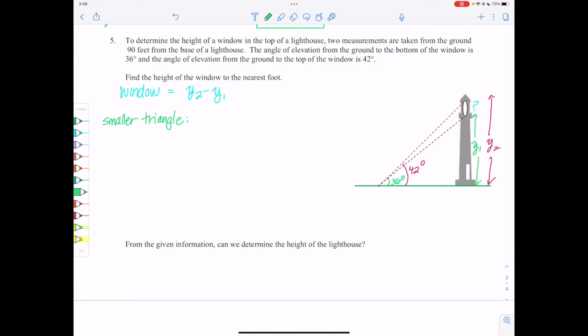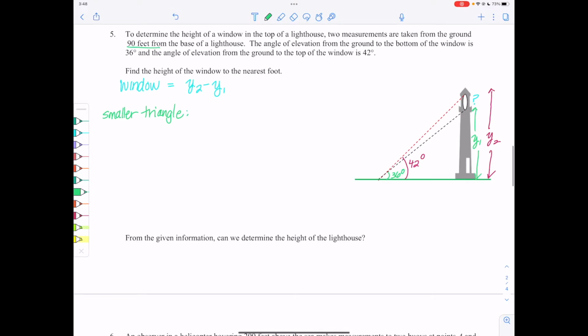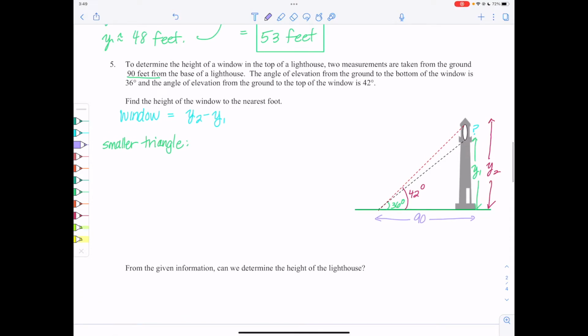And we have tangent. Will we be using tangent again because we have the opposite? And I did not put the 90 feet from the base. This is 90 degrees, 90 feet. Okay, so we have adjacent and opposite. So again, we'll be using tangent. So the tangent of 36 degrees is the opposite over the adjacent.